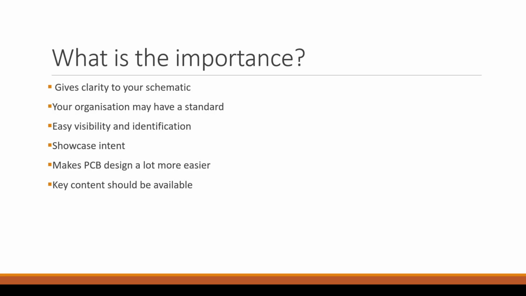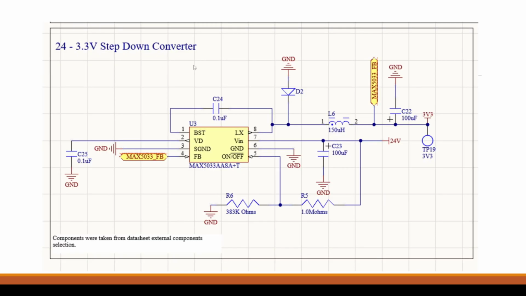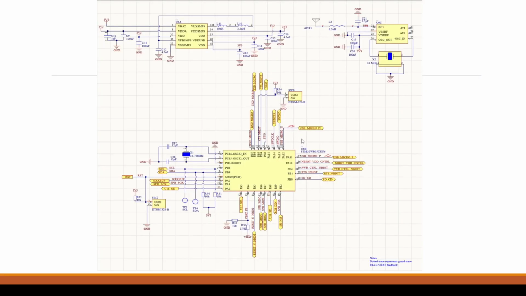Last but not least, key content should be available. From this example, we said components were taken from the datasheet's external component selection, so we know where these components are from. An example like this, though, is a standard microcontroller, nothing too much in it, but where did I get these values? Some datasheets for your microcontroller have seven or eight different configurations. If you look at the Nordic datasheet, 600-odd pages or so, from what I've worked with, there are usually eight different configurations you can set or reference schematics.